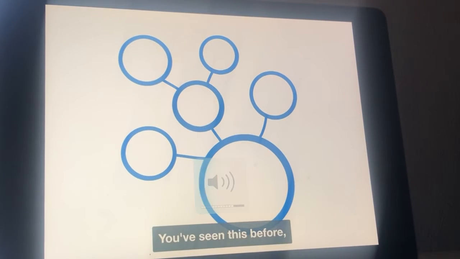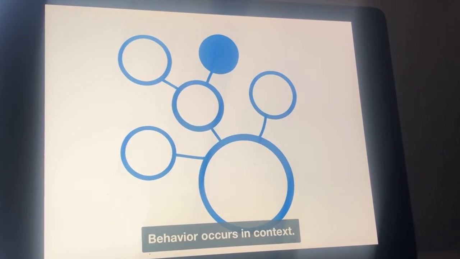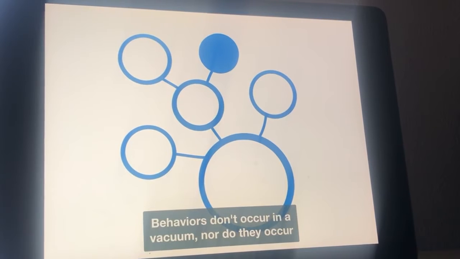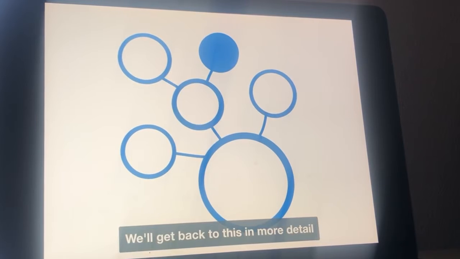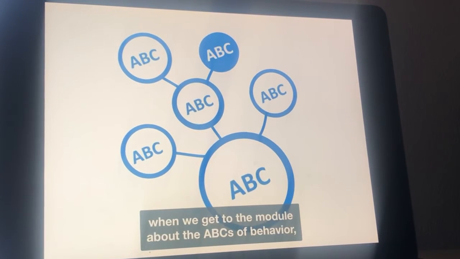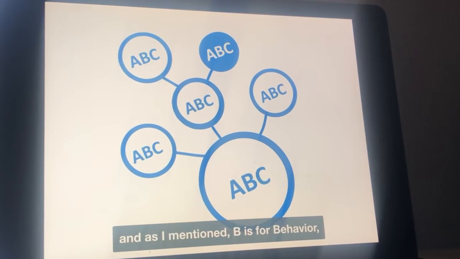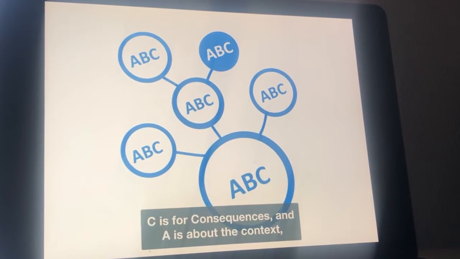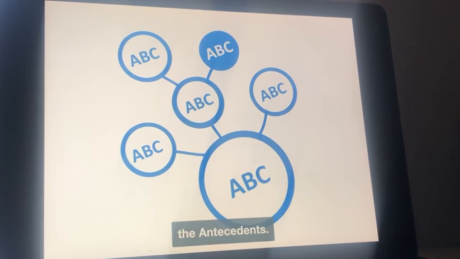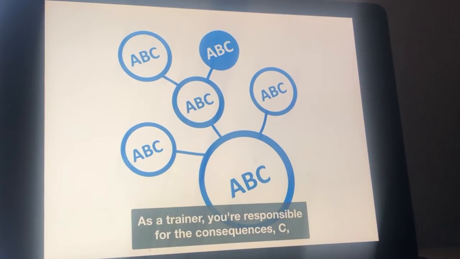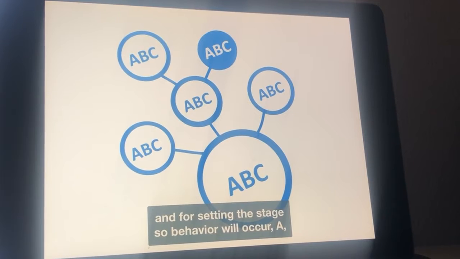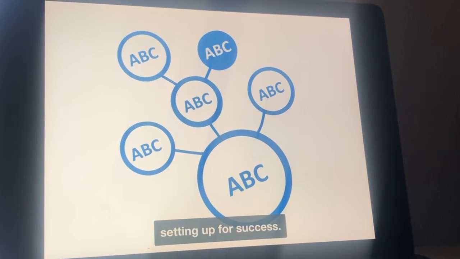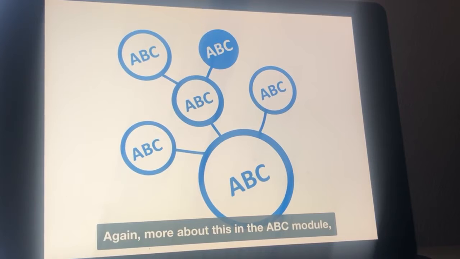You've seen this before in the operant learning module. Behavior occurs in context. Behaviors don't occur in a vacuum, nor do they occur all the time. We'll get back to this in more detail when we get to the module about the ABCs of behavior. And as I mentioned, B is for behavior, C is for consequences, and A is about the context, the stimulus scenario and motivational state, the antecedents. As a trainer, you're responsible for the consequences, C, and for setting the stage so behavior will occur, A, setting up for success. Again, more about this in the ABC module, the next module.